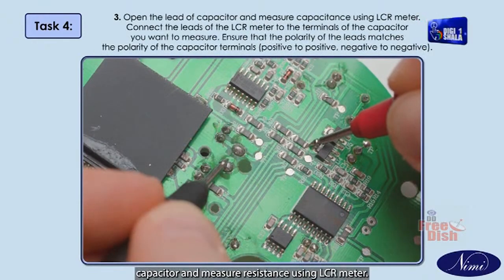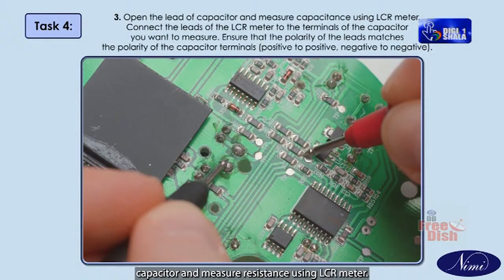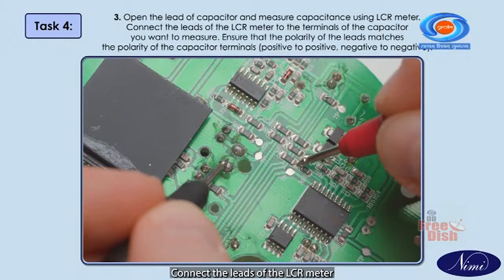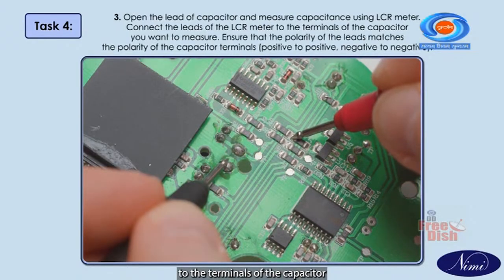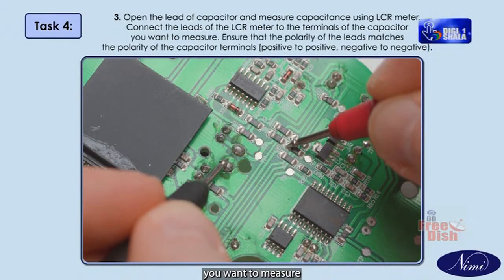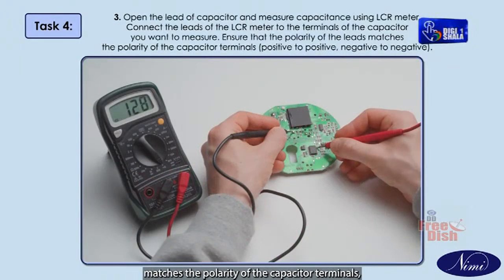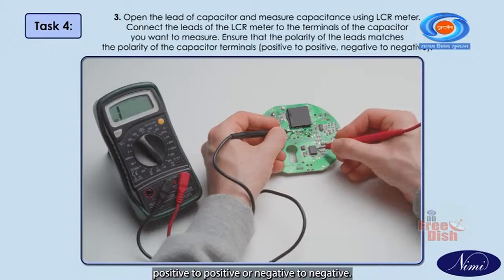Open the lead of the capacitor and measure resistance using an LCR meter. Connect the leads of the LCR meter to the terminals of the capacitor you want to measure. Ensure that the polarity of the leads matches the polarity of the capacitor terminals. Positive to positive, negative to negative.